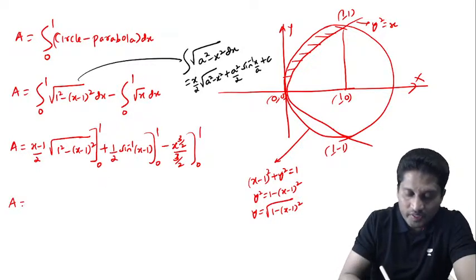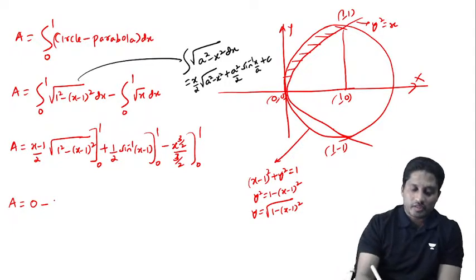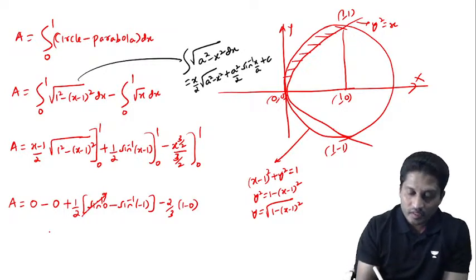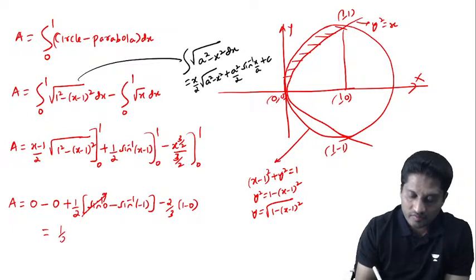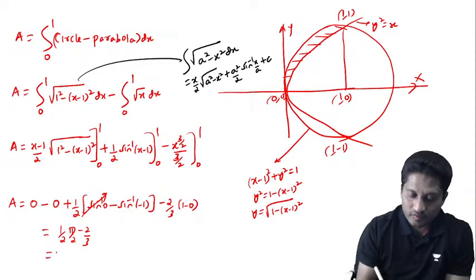Now if I substitute upper limit 1, 1 minus 1 will be 0. Lower limit, if I substitute 0, root of 1 square minus 1 square is 0. Plus half of upper limit, if I substitute, you will get sine inverse of 1 minus 1, 0. Lower limit is sine inverse of 0 minus 1, which is minus 1. Minus 2 by 3, upper limit 1, lower limit is 0. This will be 0. Minus and minus will be plus. So this is half, sine inverse of half is pi by 2. Minus 2 by 3. The final answer will be equal to pi by 4 minus 2 by 3.